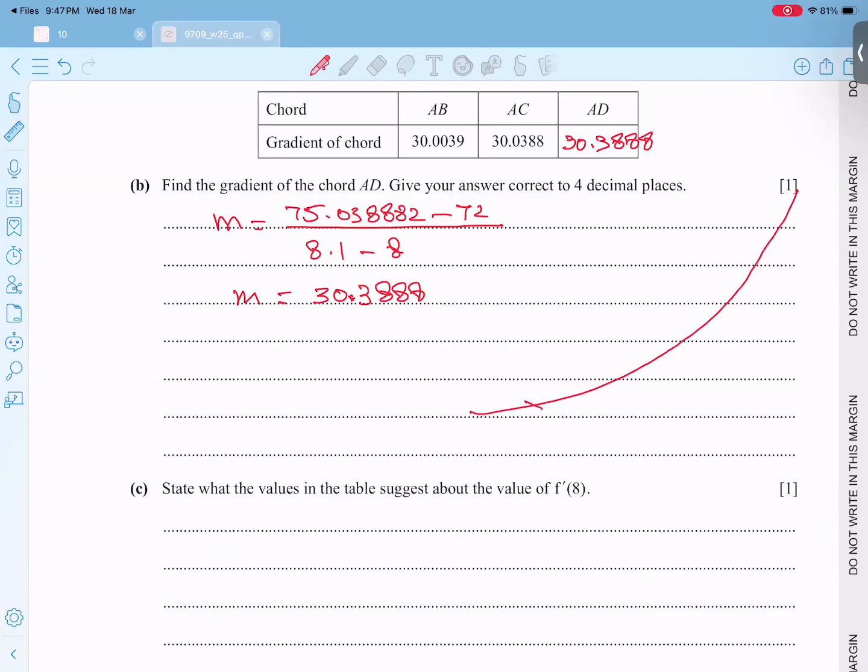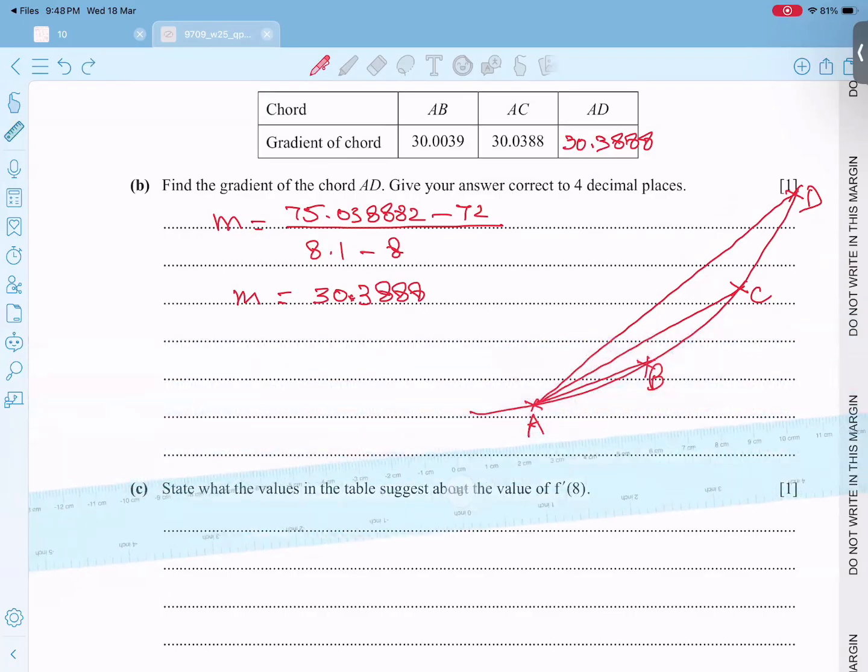Okay, if I show this concept, maybe you understand better. Just for the sake of understanding, this is point A, this is point B, this is point C, and this is point D. This is called chord AD, this is chord AC, this is chord AB. If you look carefully, naturally this has a bigger gradient, this is slightly lesser, this smaller. And as the point goes close to A, we get the gradient at A.